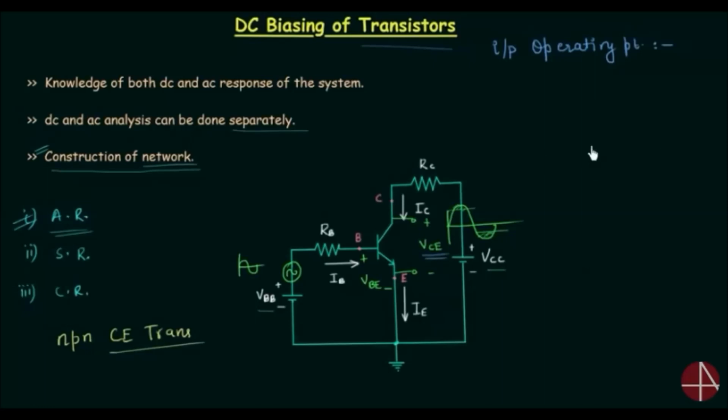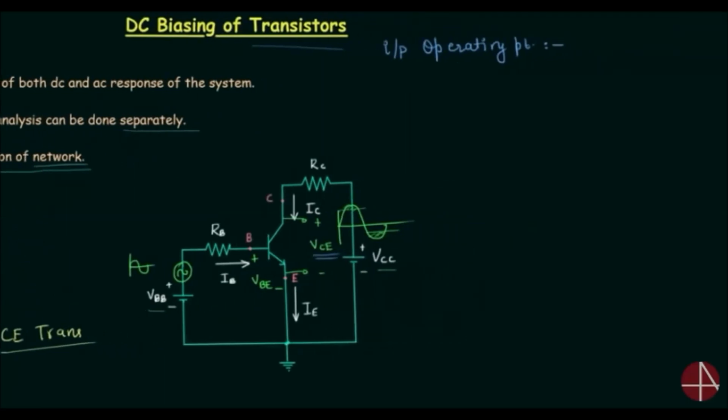For this purpose, we need to apply the KVL in the input loop, and we also have to draw the input characteristics, and then we will draw the load line. The point of intersection between the load line and the input characteristics for a particular output voltage will give us the input operating point. So I will quickly draw the input characteristics of the common emitter transistor. We already know how to draw them.